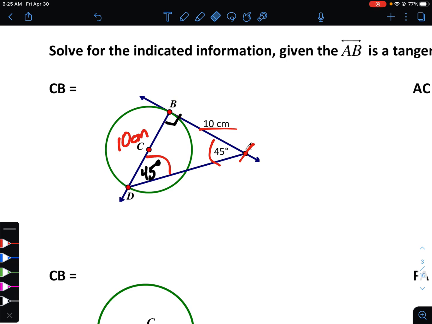And while that's helpful, that's not our answer. Notice that for our answer, we want to know what is the length of CB, so we want to know what is the length for our radius right here. And that should be pretty easy to find. If we know the diameter is 10, then divide that by 2. 10 divided by 2 is 5. So that would be our length for segment CB.